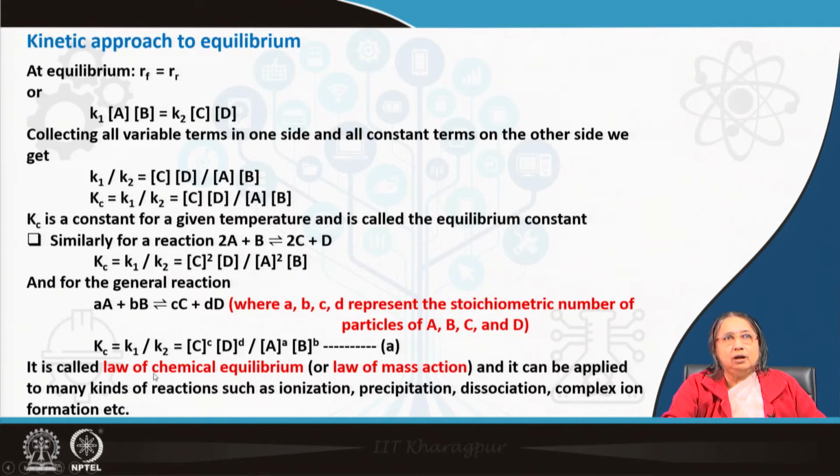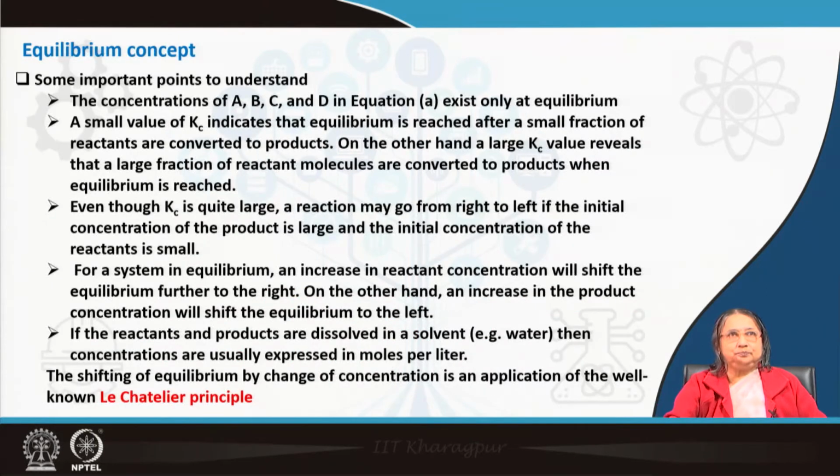It is also called the law of chemical equilibrium or law of mass action, and it can be applied to many kinds of reactions such as ionization reaction, precipitation reaction, dissociation type of reaction, complex ion formation. This is the basics of chemical equilibrium. We will see many different applications of this type of expression.